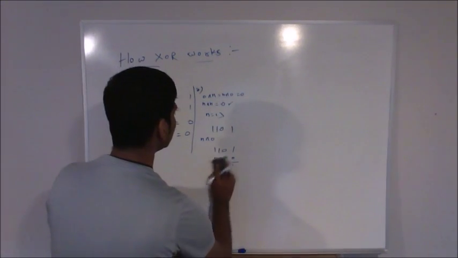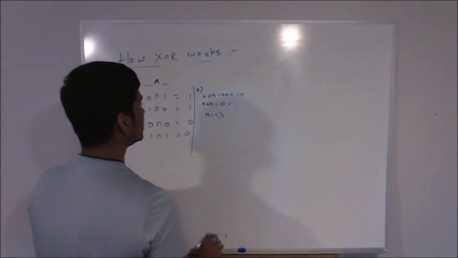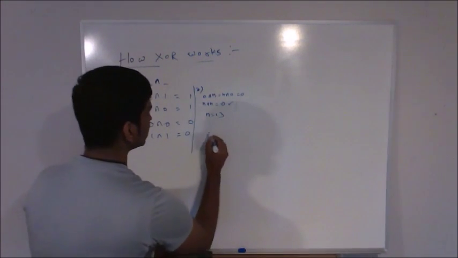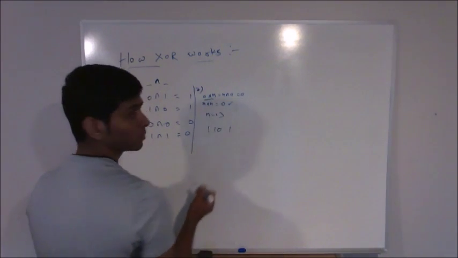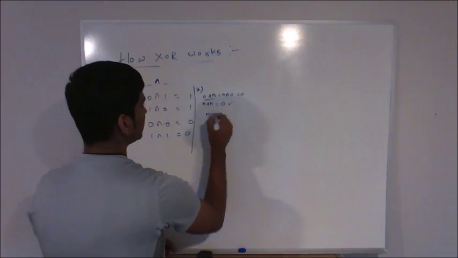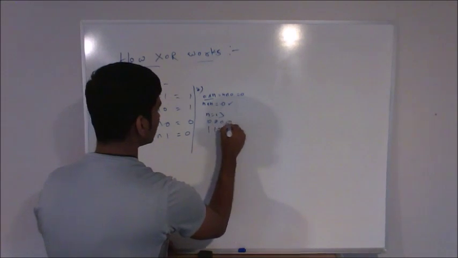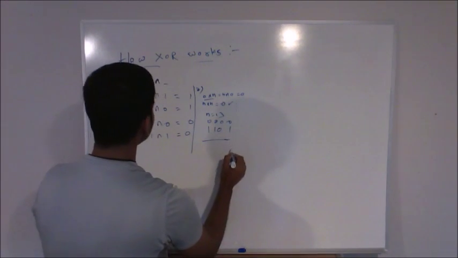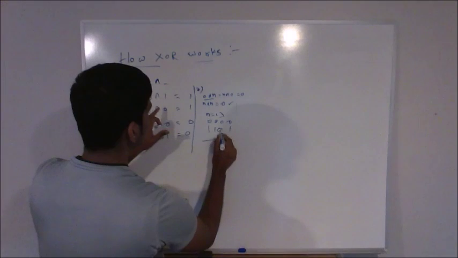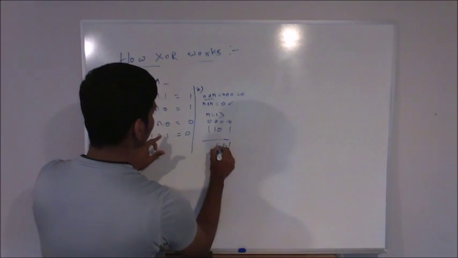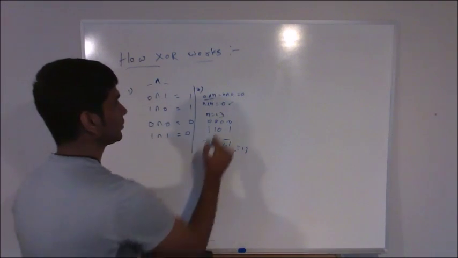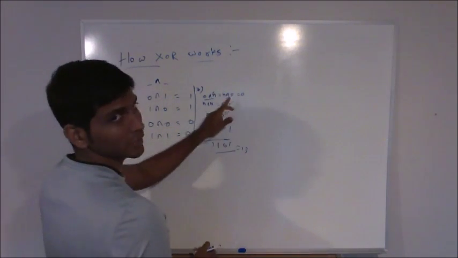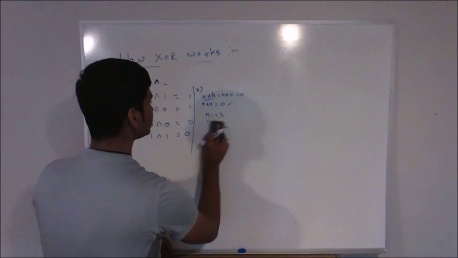Let's try with 0 XOR n, or n XOR 0. So 0 0 0 0 with 1 1 0 1. This one we are trying to prove now. 0 XOR 1 is 1, 0 XOR 0 is 0, 0 XOR 1 is 1, 0 XOR 1 is 1. Again we got 13 back. So this is proved, and of course we can easily understand that n XOR n is also proved.